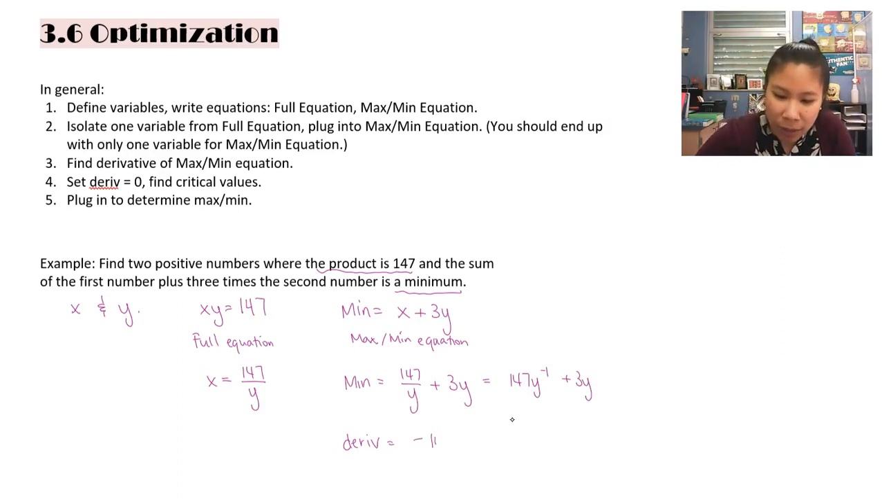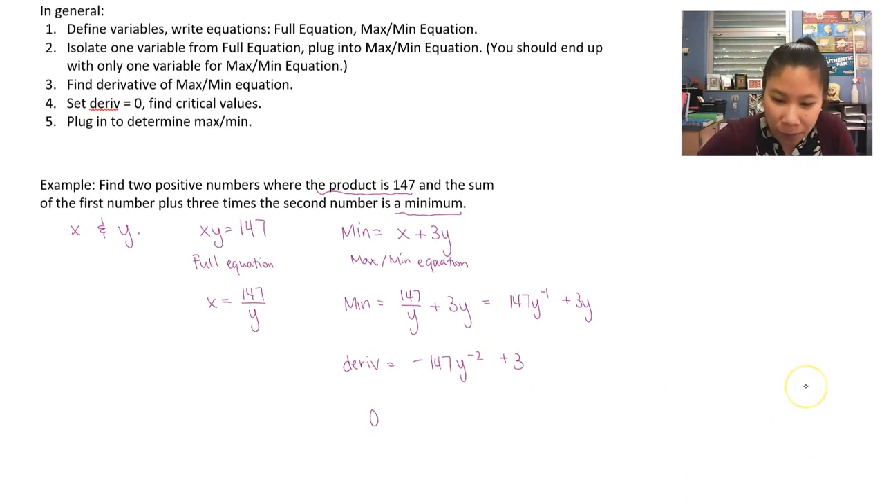So it'll end up being negative 147y to the negative 2 with the power rule, plus 3, because the derivative of 3y is just 3. Okay, so that's my derivative. I want to set that equal to 0 and then solve for y. I'm also going to rewrite my negative 147 over y squared, because the negative exponent turns it into a fraction.